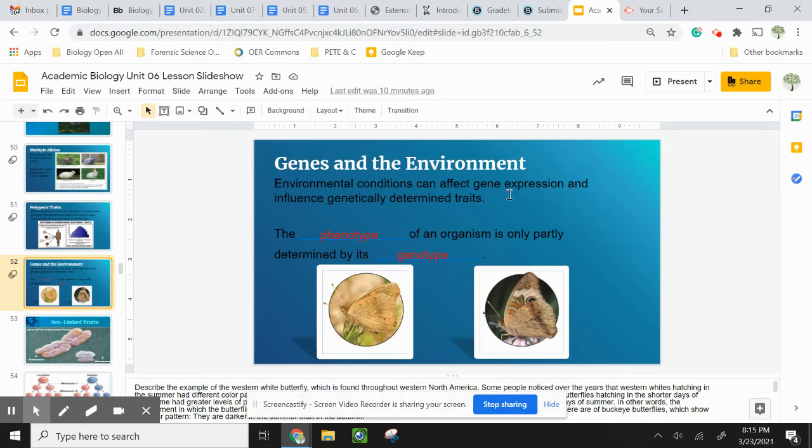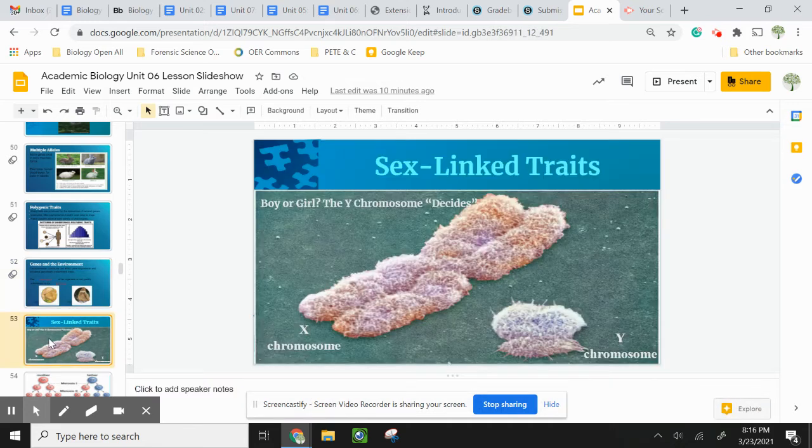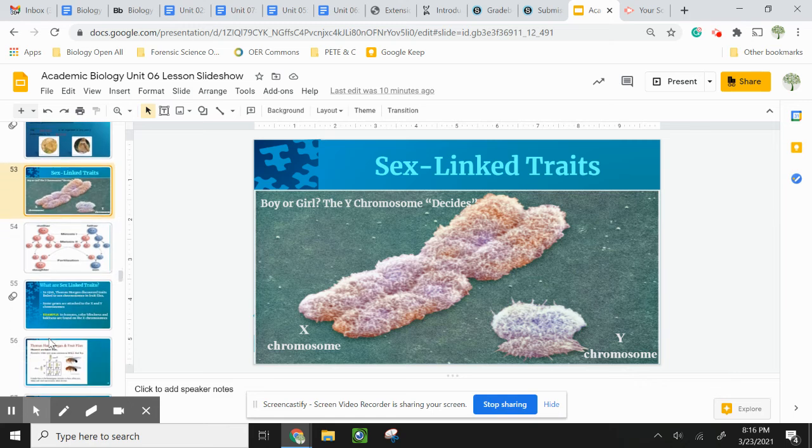They're called Hox genes, and we're not going to get too into that. But there are situations where gene expression isn't activated except during certain environmental conditions. So, there has to be appropriate conditions for the genes to be activated, and you see that in nature sometimes too. So, that's the role that the environment plays on the expression of your phenotype. And then finally, sex linked traits.